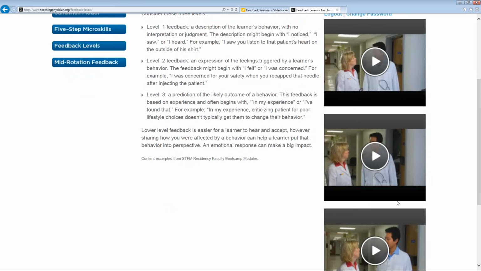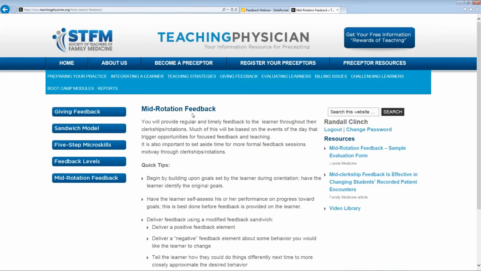So the real brief level 1, level 2, and level 3. The last topic that's listed on here is mid-rotation feedback, and I want to take a minute and just describe the difference between feedback and evaluation, because that question often comes up. What is that difference? So an evaluation is when you're assessing a learner's performance against some sort of standard or norm or goals for the purpose of grading or scoring.